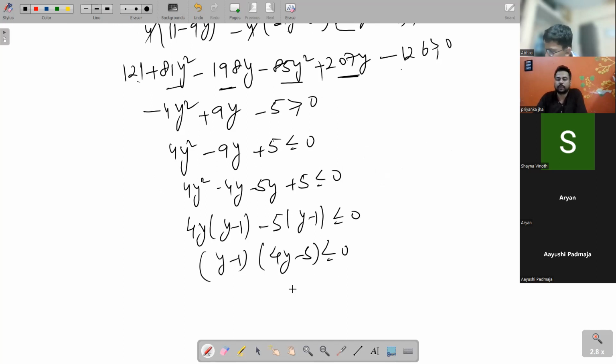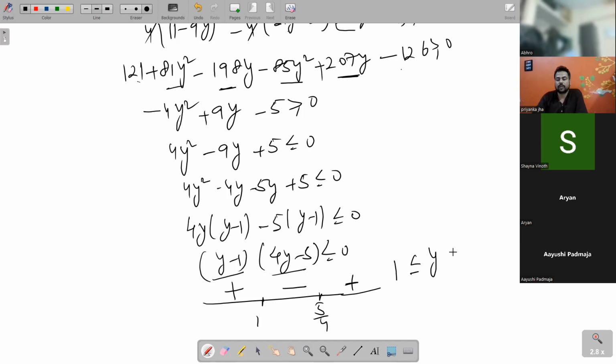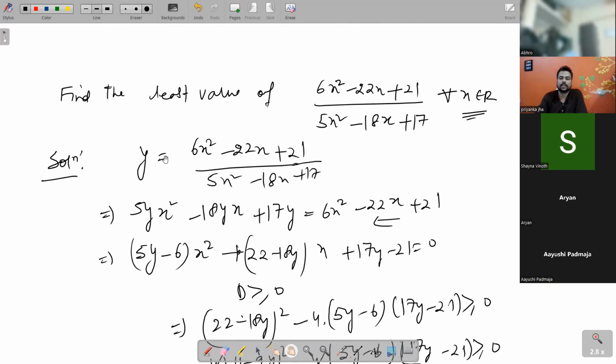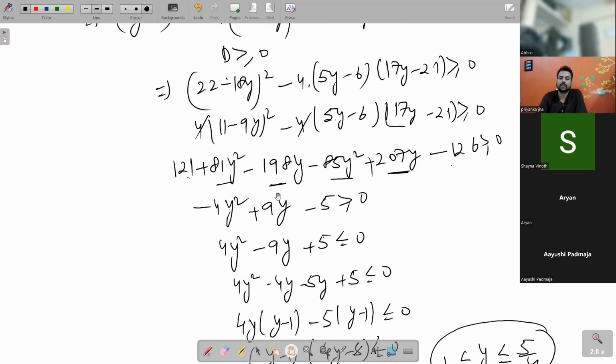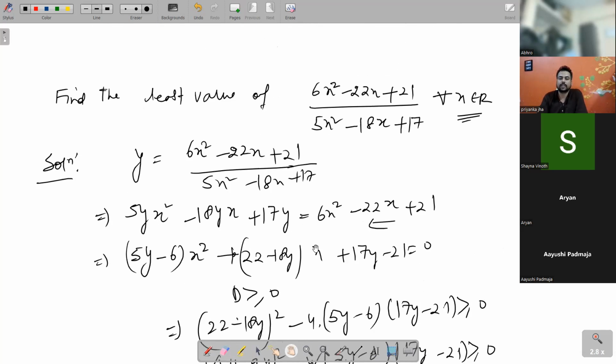And I already told you about the wavy curve. Either this will be 0 or this will be 0, so y equals 1, 5 by 4. Take any value in any interval. Like, to the right, I pick y equal to 2. It will be positive, negative, and positive. So our y will be greater than or equal to 1 and less than or equal to 5 by 4. So this is the range, because we found the value of y. This is the range, so what is the least value? 1. So the answer is 1.